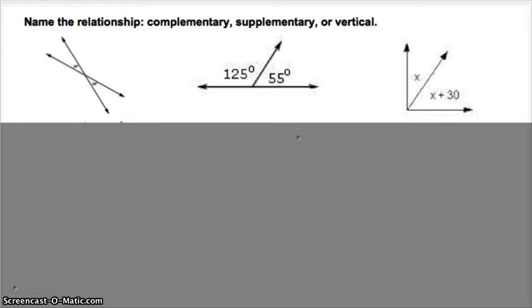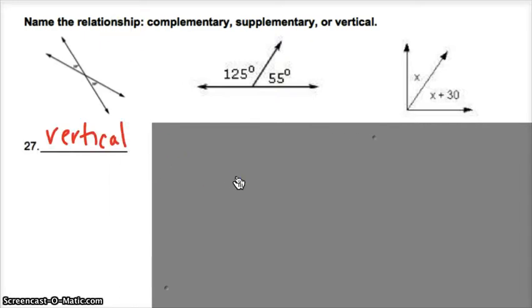So, when we're naming the relationships of these angles, we've got complementary angles, which have a sum of 90 degrees, supplementary angles, which have a sum of 180 degrees, and vertical angles, which are directly across from each other and formed by two intersecting lines. So looking here at number 3, if you choose one of those words, you should choose vertical.